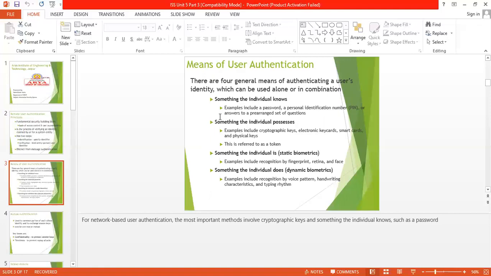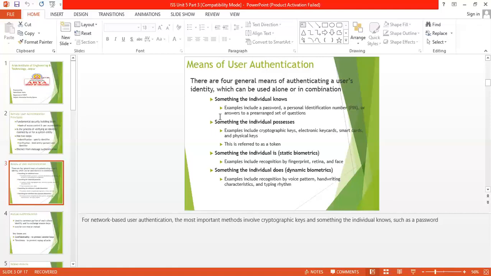Number one, something the individual knows. This includes a password, personal identification numbers, or answers to a prearranged set of questions. Next, something the individual possesses. Examples of this are cryptographic keys, electronic key cards, smart cards, and other physical keys. This is referred to as a token.